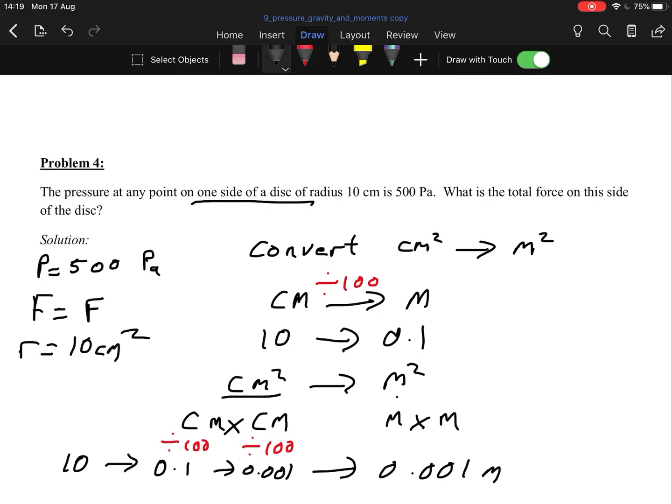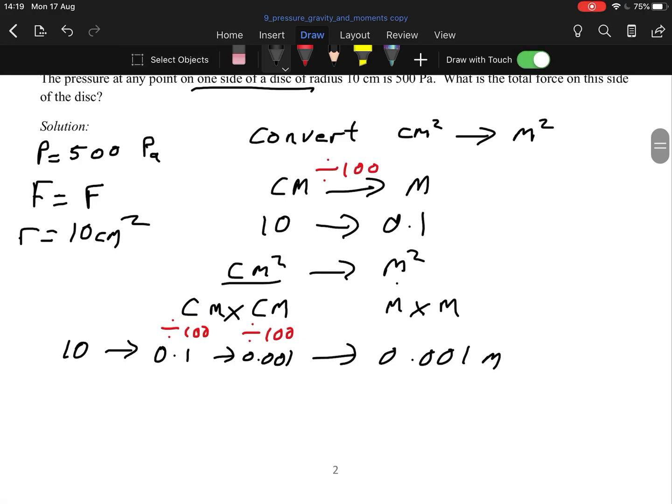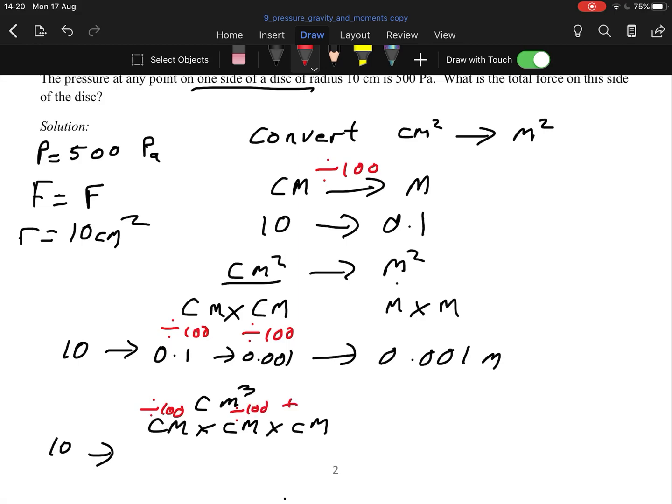You see? Each time there is an extra centimeter, you have to divide for each centimeter. So let's just throw it in there. Let's imagine we had centimeters cubed. What's going on with centimeter cubed? That's centimeter times centimeter times centimeter. So our 10, again, that'd be divide 100, divide 100, divide 100. So this becomes 0.1, and then it becomes 0.001, and then it becomes 0.00001 meter. Done.